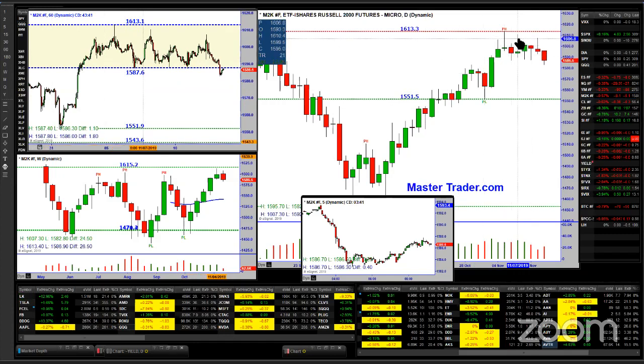Topping tail, topping tail, topping tail. The buyers tried and now it's broken. So it comes up here, look for it to roll back over. This would be the one with the opportunity because it has a void below.